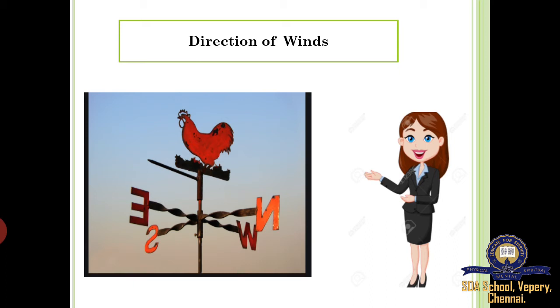Weather and climate happen because of geography, the earth's atmosphere, and where a place is located on the earth.